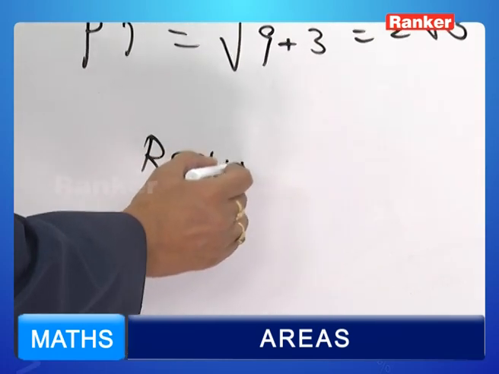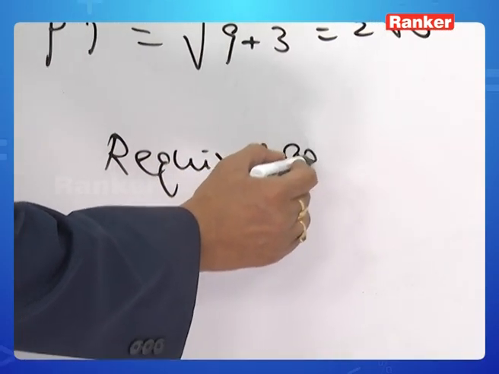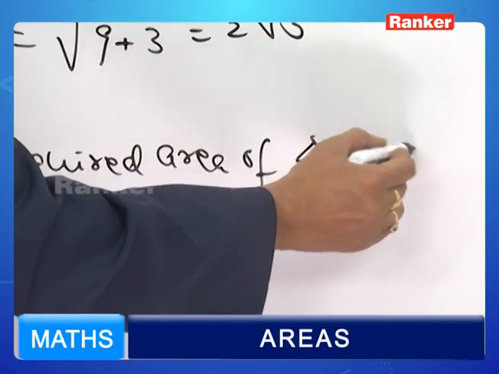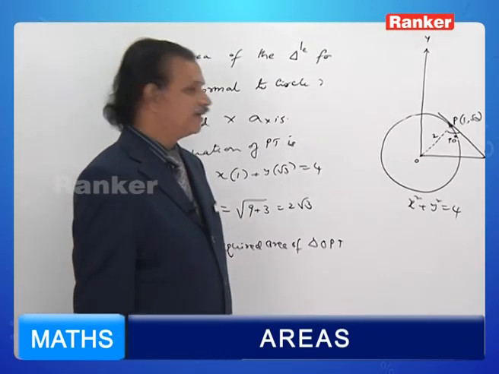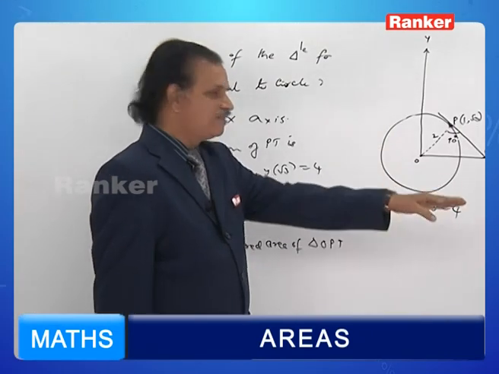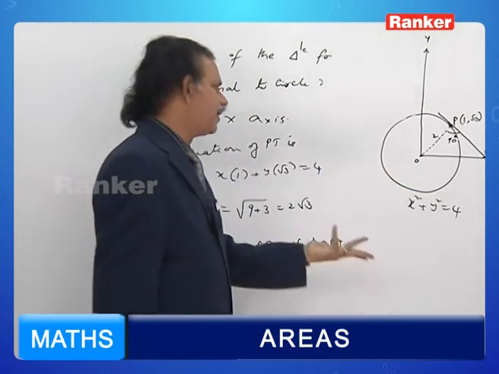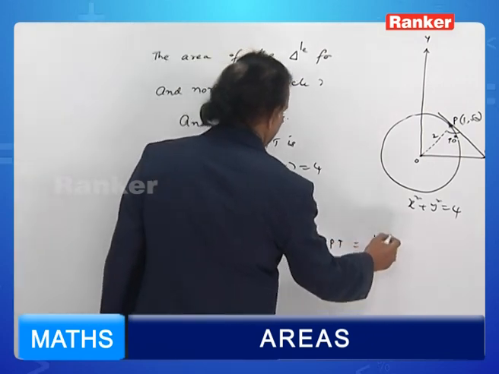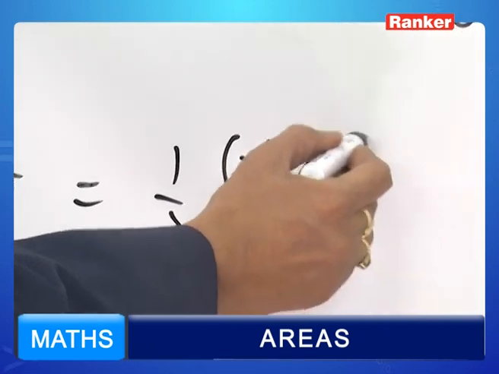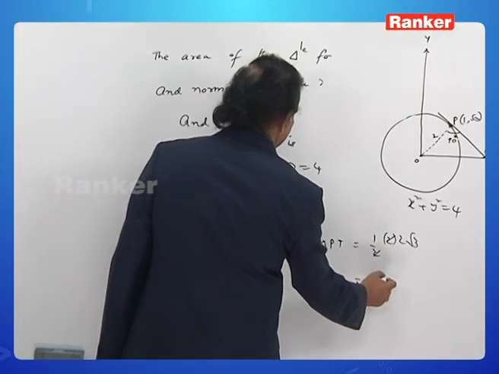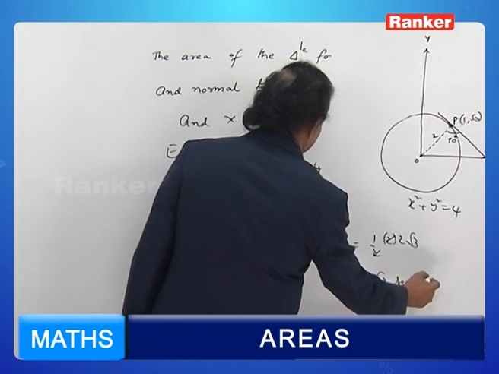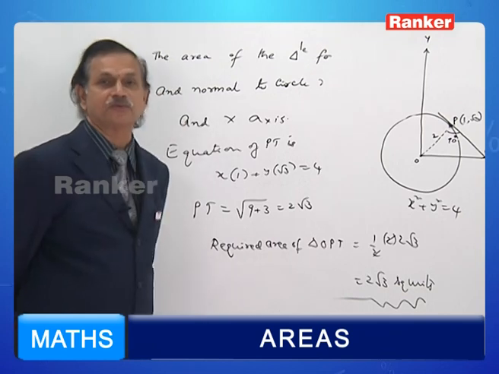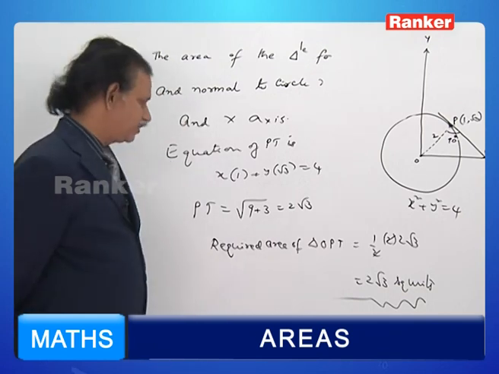Required area of triangle OPT. I think you can agree with it that OP is a normal, PT is a tangent, and OT lies along x-axis. The required area, triangle OPT, is half into base into height, half into 2 into 2 root 3. Hence, it is 2 root 3 square units. The area is 2 root 3 square units.